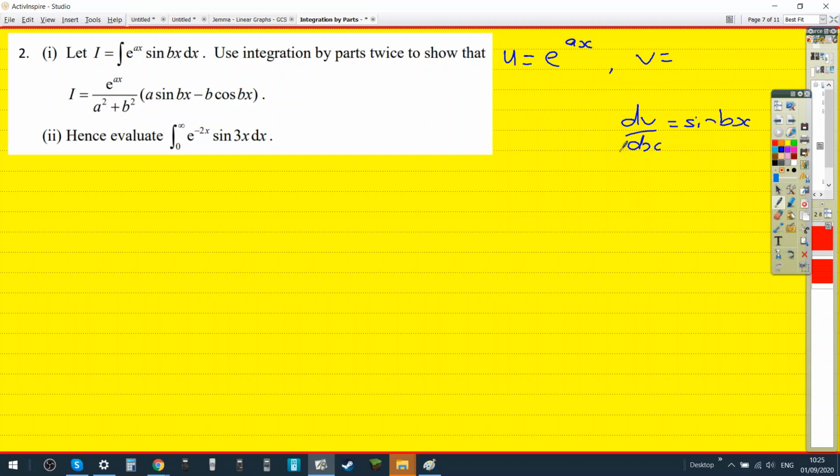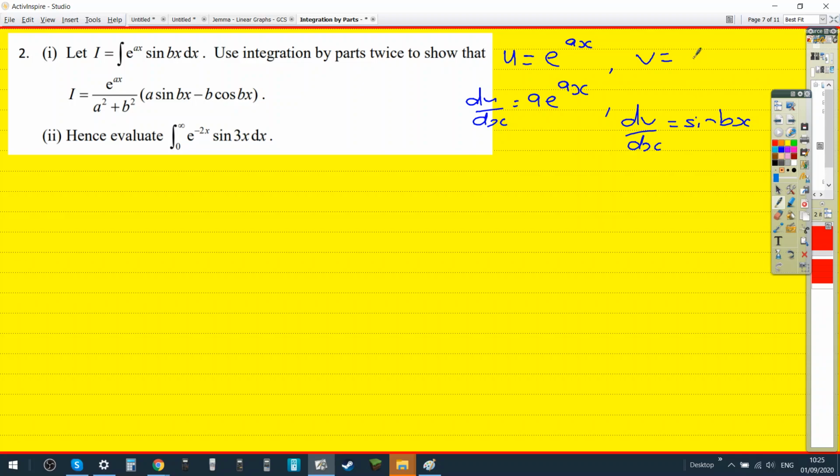So when you differentiate e to the ax, you get a e to the ax. So that's du by dx, a e to the ax. No, it's e to the power of ax. Sorry, I was concerned I'm actually on the wrong line, but anyway.